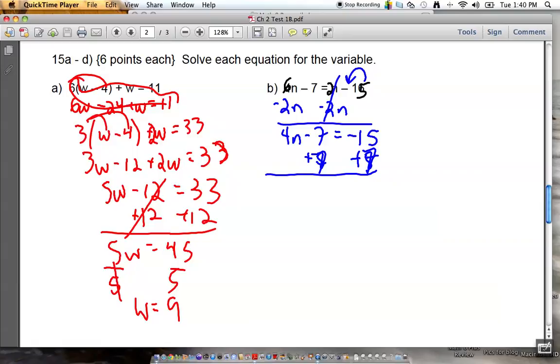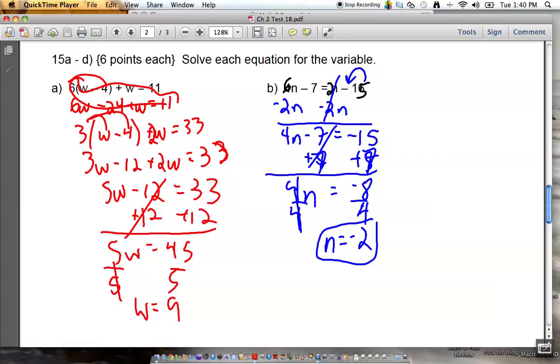This is the kind of work you need to show on your paper when you take your quiz, right? Divide: 4n equals negative 15 plus 7, which is negative 8. Divide by 4. N equals negative 2. Okay, n is equal to negative 2. Any questions on that?